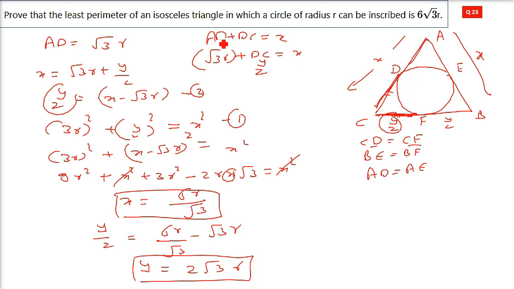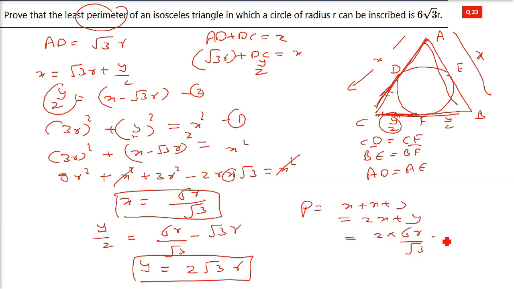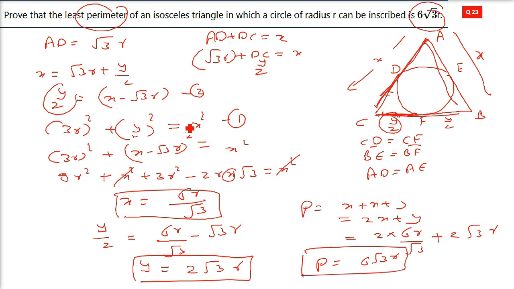Now x and y are already there. The thing they are asking is perimeter. Double differentiation, because we haven't done single differentiation. How to do the double differentiation? That question comes in this question, but just for the sake of completion, we have to do this question. So P is equal to 2x plus y. 2x is 6r by root 3, y is 2 root 3r. So perimeter is going to be 12r by root 3 plus 2 root 3r, and when you combine them, you will get 6 root 3r. So perimeter is equal to 6 root 3r.